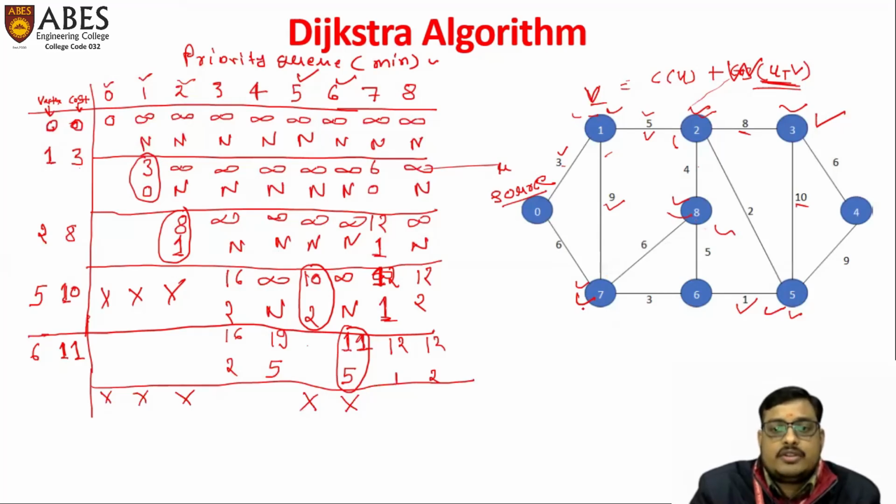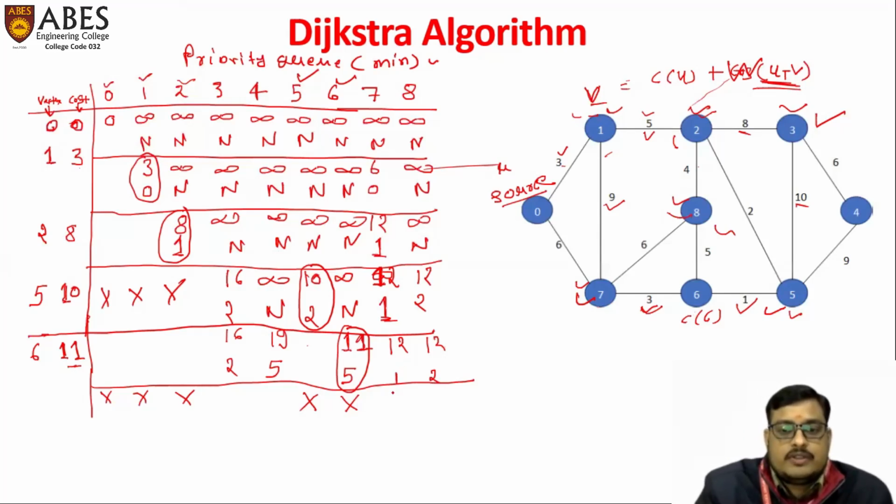So what will be the cost of vertex 7? The cost of vertex 6 plus the weight of this edge. The cost of 6 is 11, and plus 3 it will be 14. So the cost of 7 is 14. But we can see it already has 12, which is less than the currently computed cost. So we'll not update, because this is not eligible. We'll just copy 12, 1.